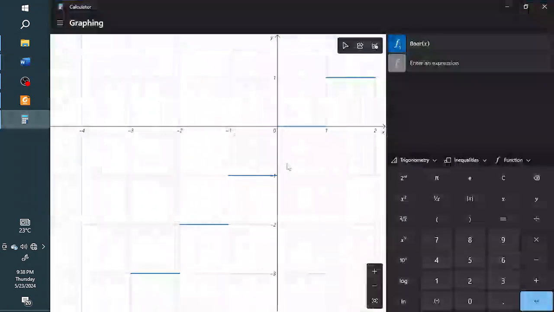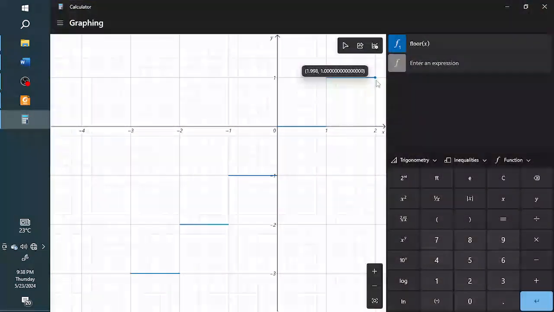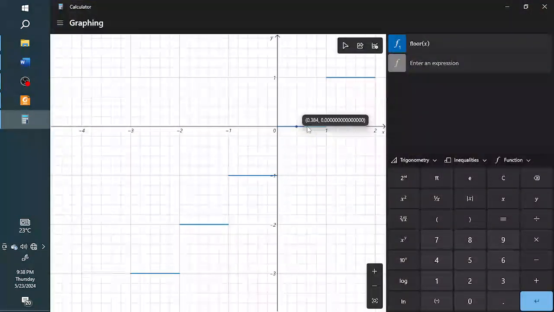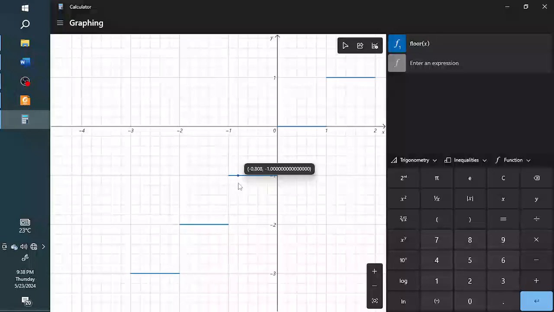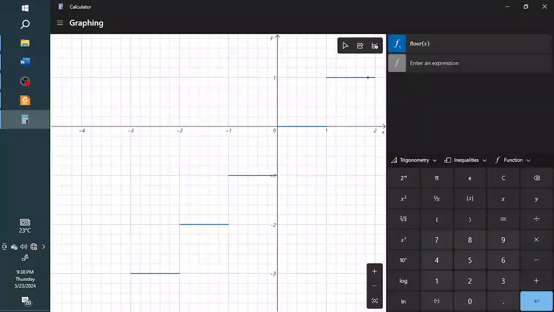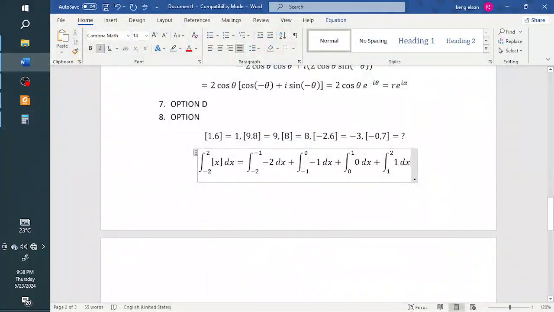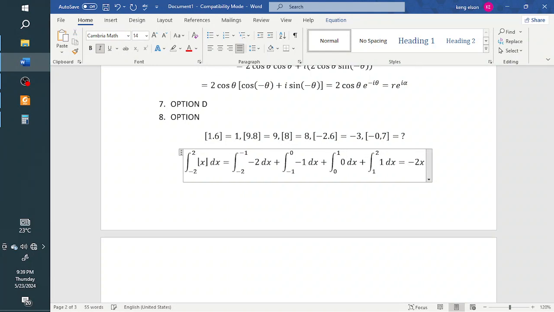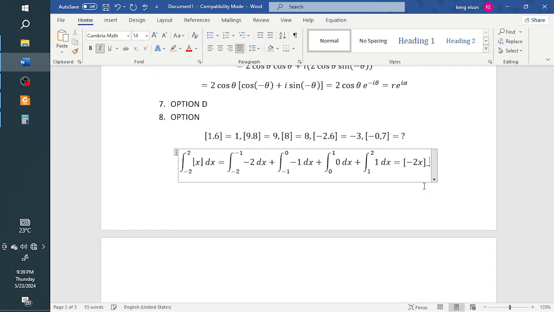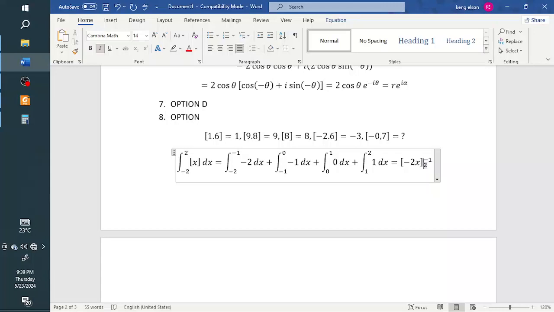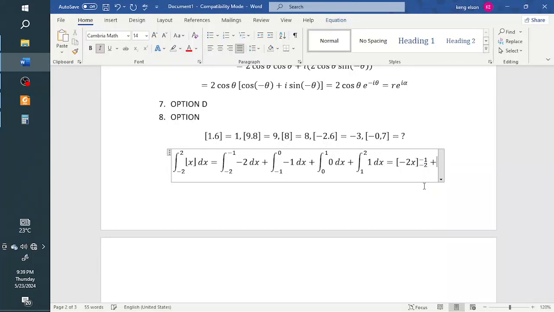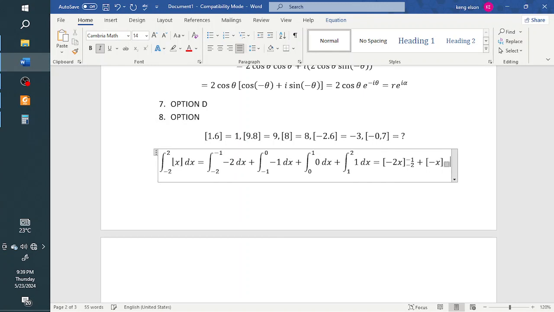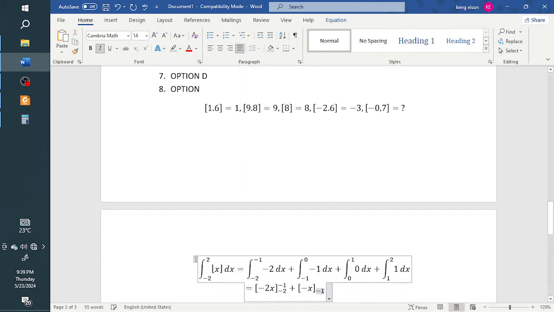I think that is it. From 1 to 2, the graph is equal to 1. From 0 to 1, the graph is equal to 0. From -1 to 0, the graph is equal to -1. From -2 to -1, the graph is equal to -2. So I think from there we can easily integrate. Let's integrate. If I integrate -2, I just have -2x, from -2 to -1. Now let's add it to -x, integrating -1 from -1 right up to 0.